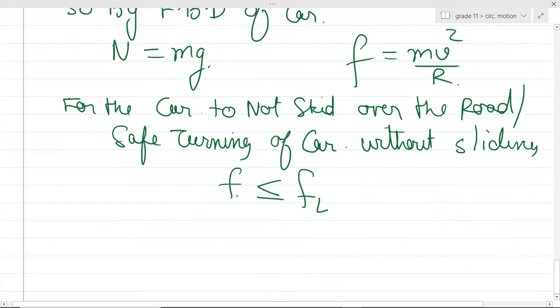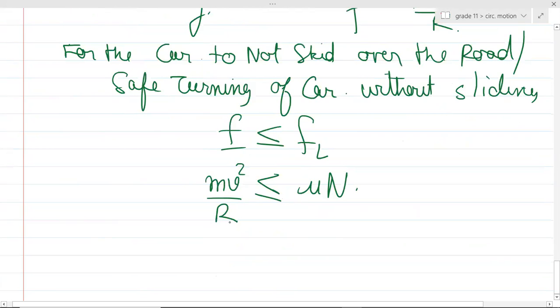For the safe turning of the car, the friction should be less than the limiting friction. The limiting friction is equal to mu multiplied by N, and this friction is equal to mv square by r. Can you see over here? So mv square by r should be less than mu N. From here I can write N as mg, and this will be v square by r.